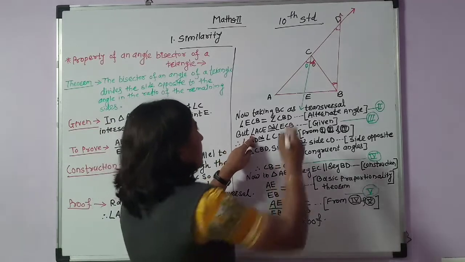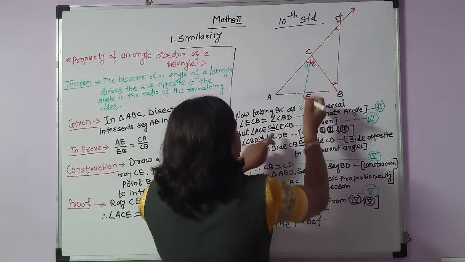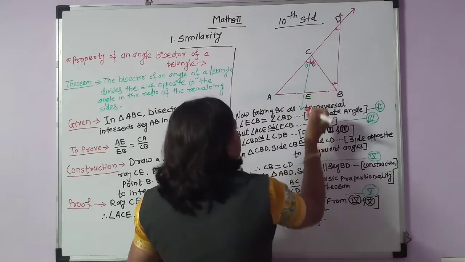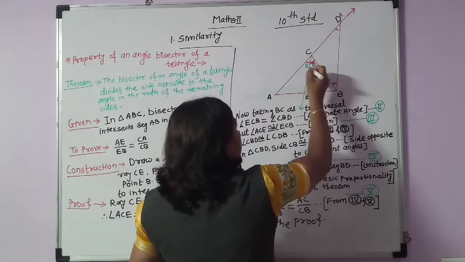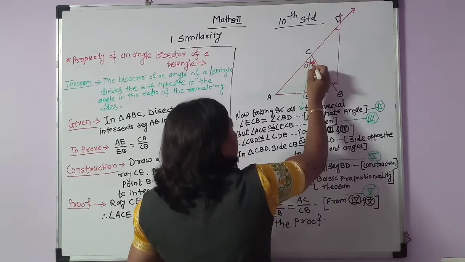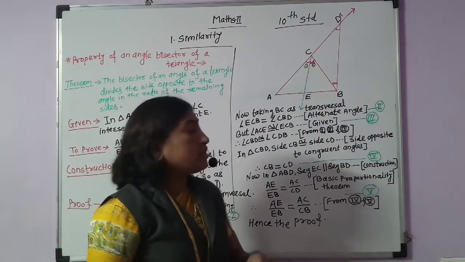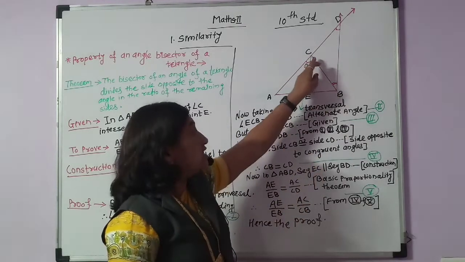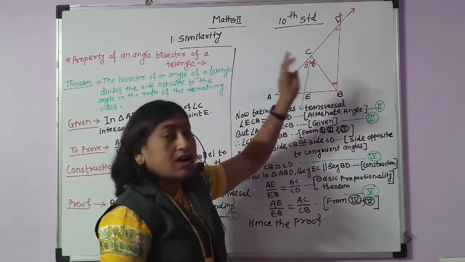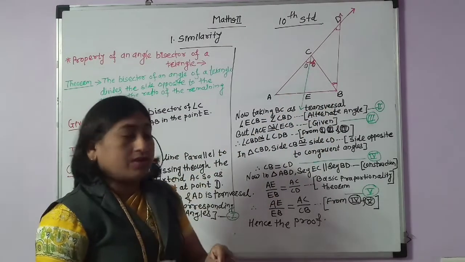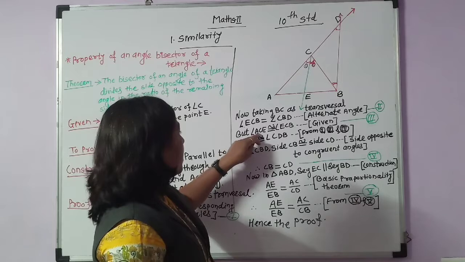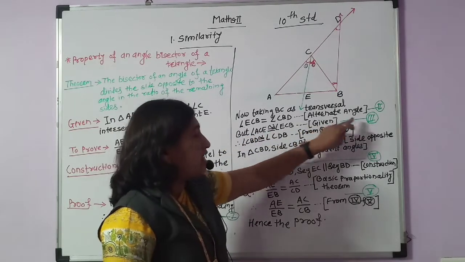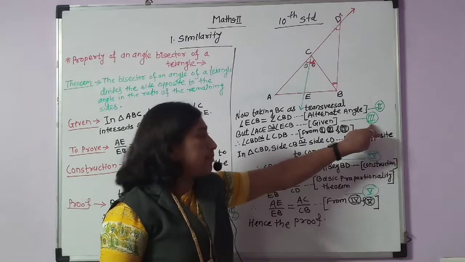But angle ACE is congruent to angle ECB. These two angles are congruent because ray CE is the angle bisector of angle C. This is our given, so we write angle ACE congruent to angle ECB. This is equation number 3.